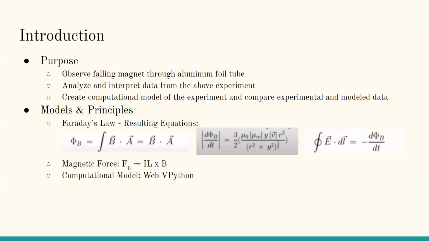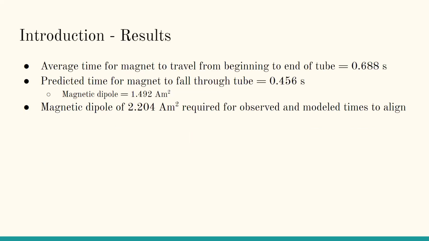So the main principle used in this is Faraday's law, which has these three resulting equations. The first one is how to calculate flux. The second one is the magnitude for the derivative of flux. And then the third one is that the dot product of the electric field and the changing distance of the loop around the whole loop is equivalent to the negative derivative of the flux. And then the magnetic force is calculated as IL cross B, where I is current, L is length, and B is magnetic field. And then we will make our computational model with WebVPython.